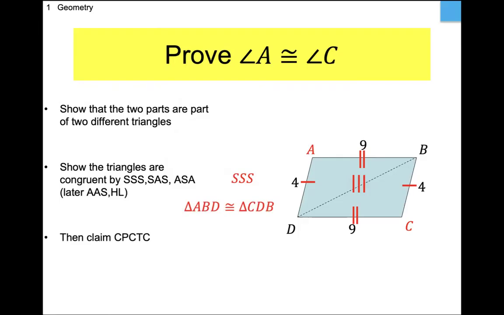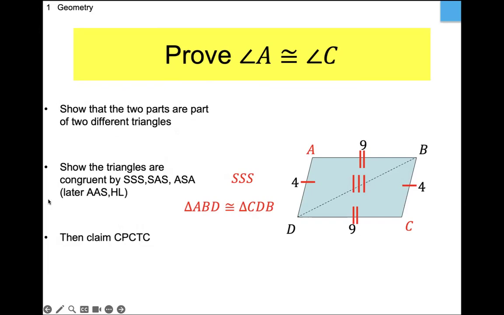Now, why does that work? We were trying to show that angle A is congruent to angle C, and look at our triangle congruency statement. Angle A is the first letter and angle C is the first letter. So therefore, they're congruent because of CPCTC. The corresponding parts, A corresponds to C, B corresponds to D, D corresponds to B. So the corresponding parts are congruent by CPCTC, and we're done.